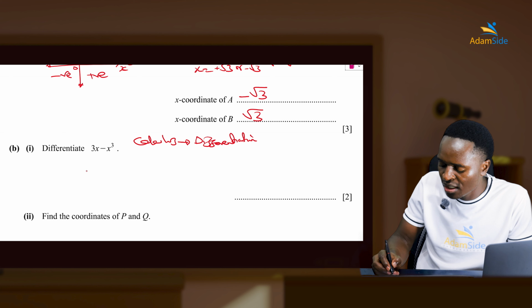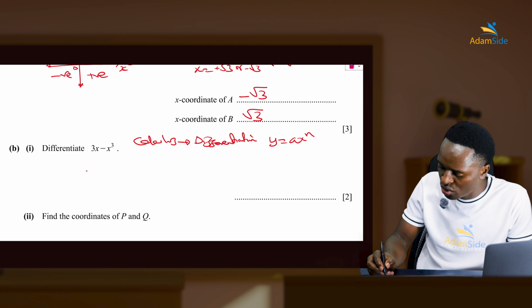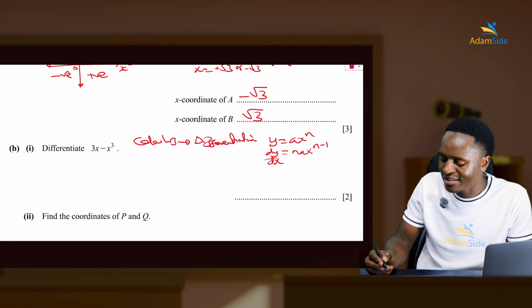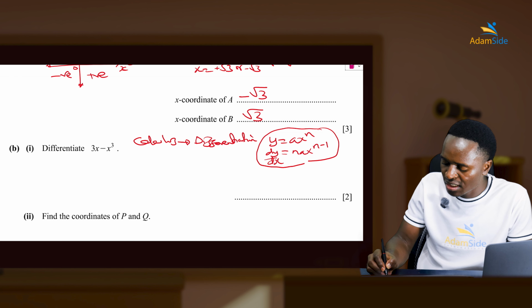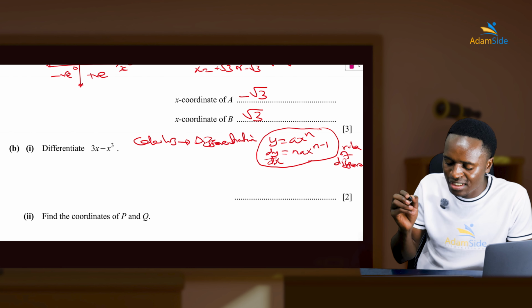So the concept here: we just need to know how to differentiate a curve. So you have y is equal to a x power n. What we need to do is n times a. You take the power, multiply by whatever you have as the coefficient, then the power minus 1. This will be dy over dx. So we're going to apply this rule of differentiation in solving the equation.